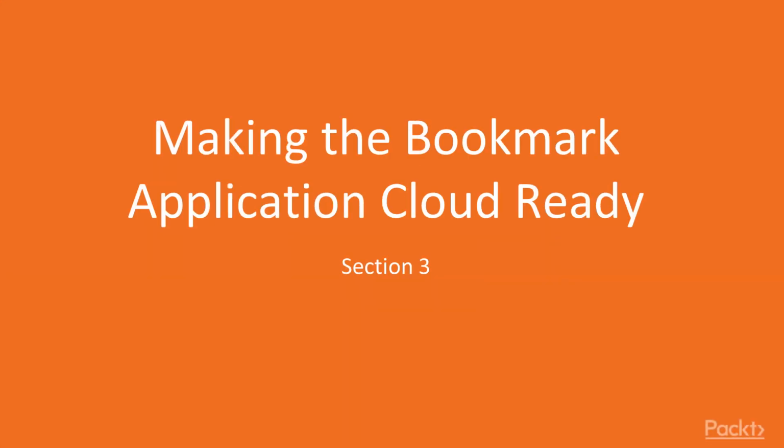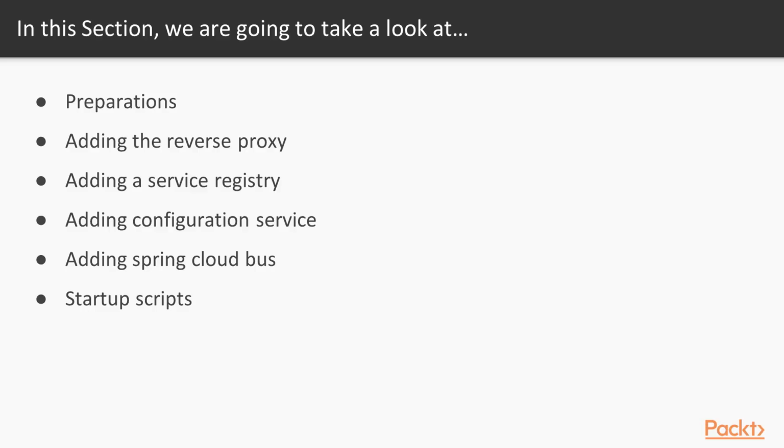Hello, let's start with our third section and make the bookmark application cloud ready. We start by checking the code from the bookmark service that you might already know from lesson 2 of the course, which should be in a separate directory now, so we can add more services later. Then we add a reverse proxy that uses Zuul from Netflix to act as a load balancer.